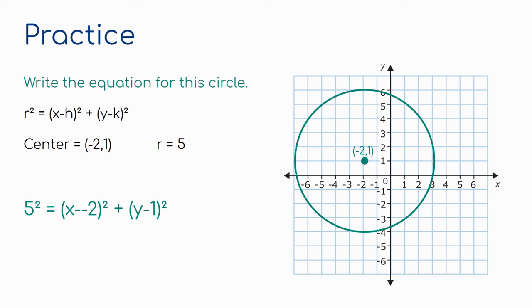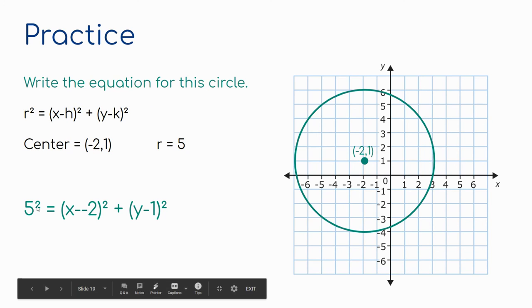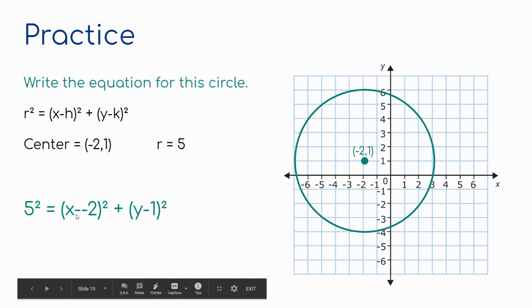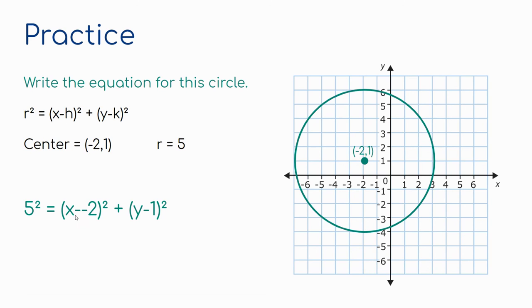So now we plug it in. Our radius is 5, so I've got 5 squared equals x minus, h is negative 2, so I have x minus negative 2 squared, plus y minus, k is 1, y minus 1 squared. So I took my equation, I plugged in r, I plugged in h, I plugged in k. So something you want to notice here is I always have minus. So my equation is minus h and minus k. So we always start with our minuses. If we have a negative number, we now have minus negative 2.